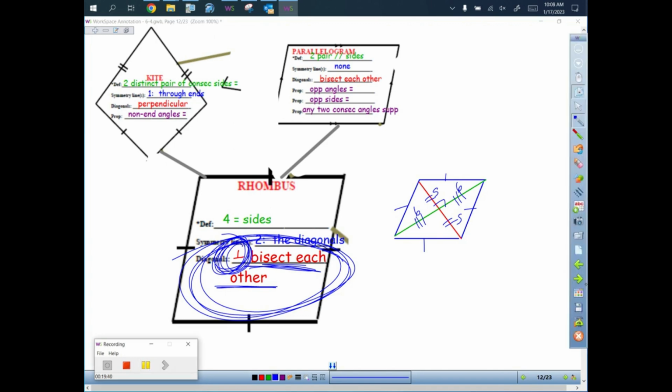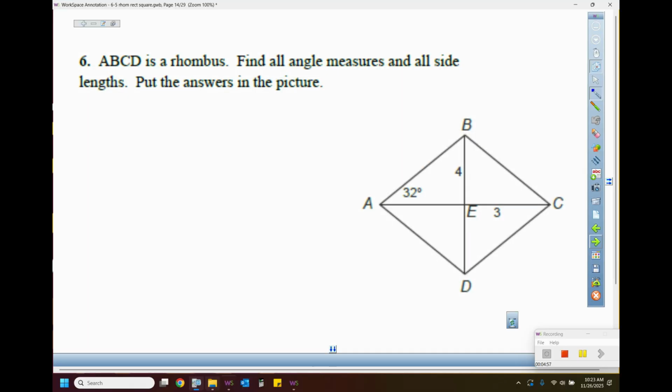Let's go back to the worksheet. So we got ourselves a rhombus here. It says find all the measures and all the side lengths and put the answer in the picture. There's lots of ways to get started here, but here's where I totally start, right here. Boom. The diagonals of a rhombus are perpendicular to each other. So I get all four of these, just like we did with the kite. And what we get on that is right triangles everywhere, right?